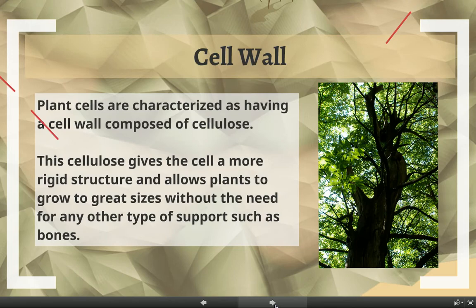Now, plants have a cell wall. The cell wall in a plant is composed of cellulose, not chitin. Cellulose is what makes it possible for this tree picture over here on the right, because that rigid cell wall gives the cell enough structure and support that the plants can grow to great heights.